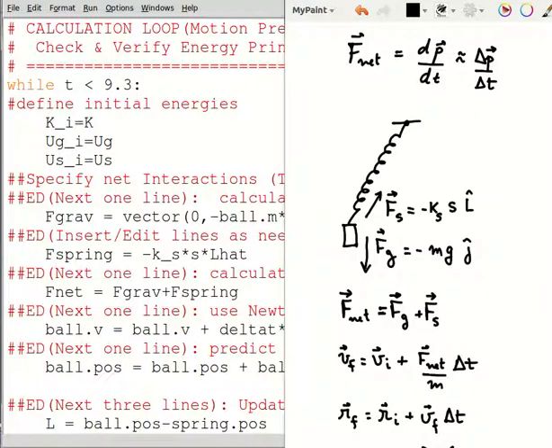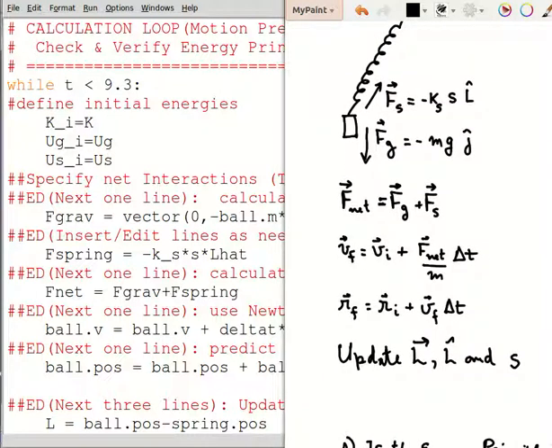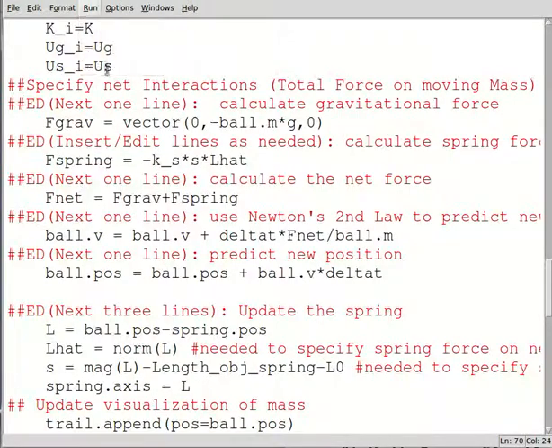We considered the force acting on the system and obtained the net force, updated the velocity and also the position. After that, we updated the length of the spring. Running this code, we obtained these figures.